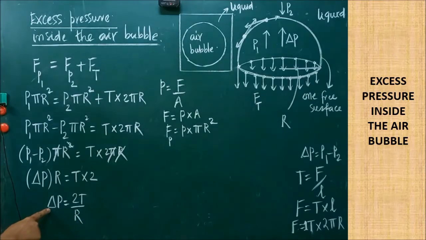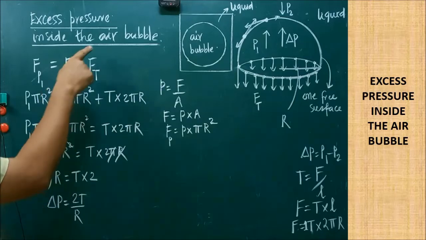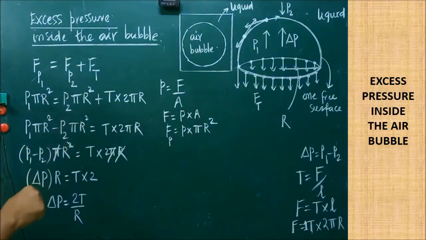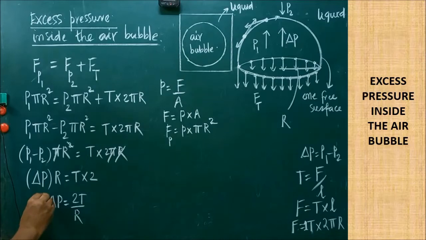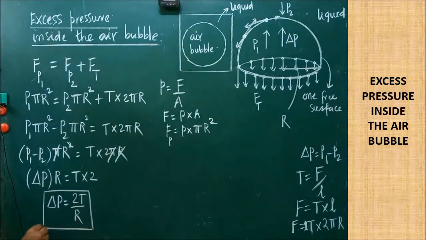Now this is a formula to calculate the excess pressure. By knowing the surface tension and radius of the air bubble, which one can be calculated? Excess pressure can be calculated. Very interesting derivation. Okay, so now we have seen the air bubble. Next we are going to pass on to the liquid drop. So, clear, the excess pressure in the case of a liquid drop, its expression is to be derived. Okay, so don't forget this expression.